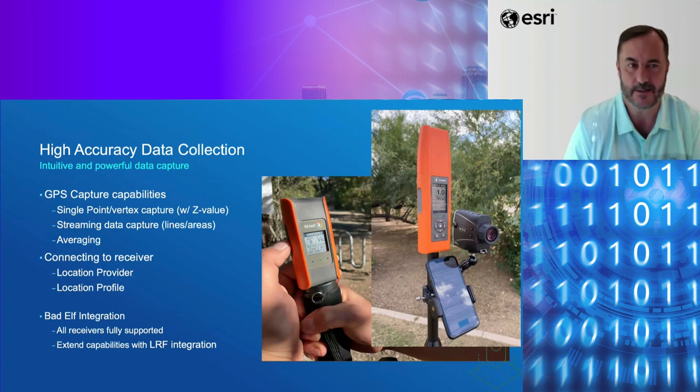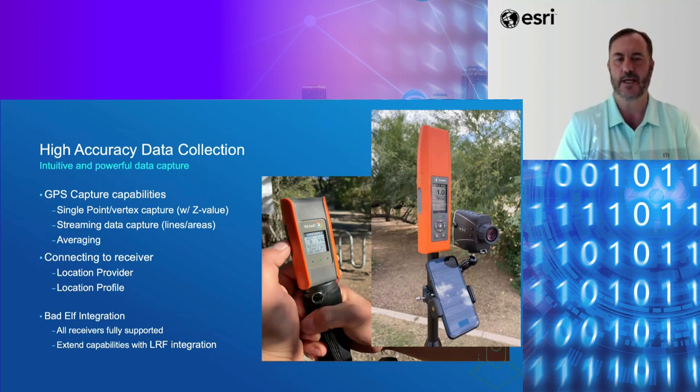From a high accuracy data capture perspective, the capabilities are fairly simple. We can take the GPS position that your mobile device receives. That can be from a Bluetooth Bad Elf GNSS receiver, where those positions can get down to a centimeter level of accuracy. We can capture its location with its proper elevation value. As you're moving, we can capture linear assets or areas as well. You can use techniques like GPS averaging to improve the precision of the accuracy you're capturing. And you can work with real-time networks.